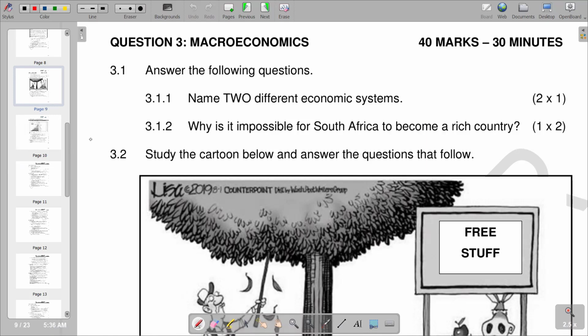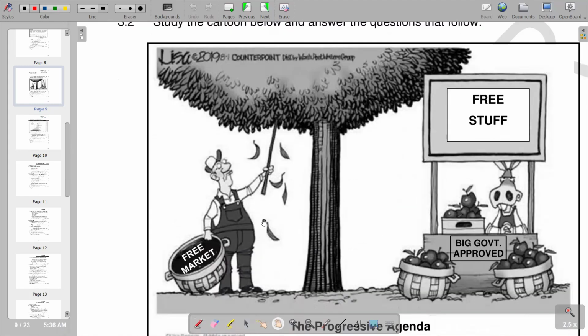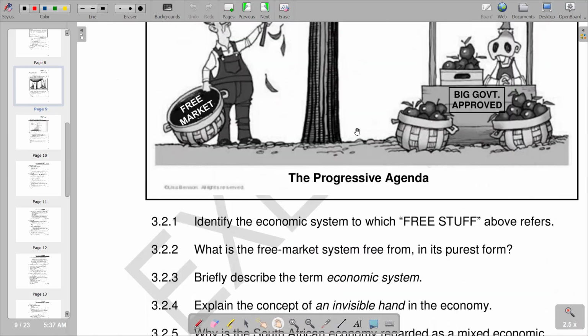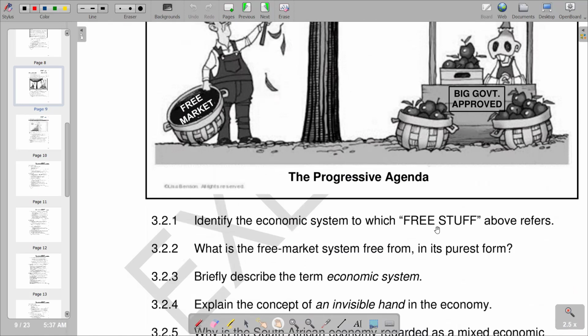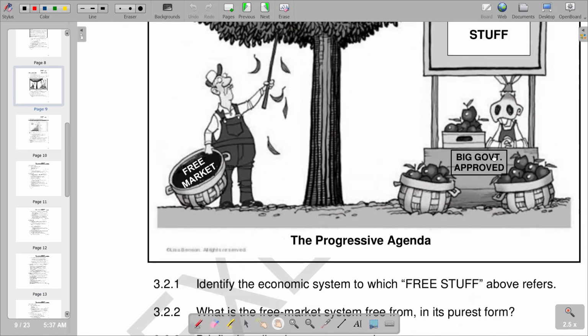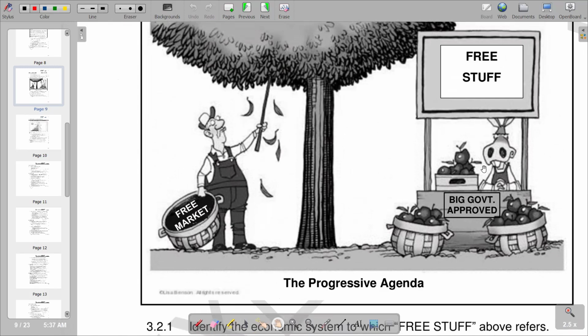Then at 3.2, cite the cartoon below and answer the questions that follow. You're given a cartoon with someone sitting under a tree, holding a sign that is written free market, and on the other end we have free stuff, beneath which it reads big government approved. It means the government is the key player on the other end. Beneath that we have a question which says identify the economic system to which free stuff above refers. On the free stuff, we see the government involvement, which represents a centrally planned economy.